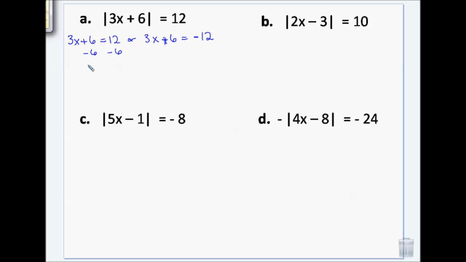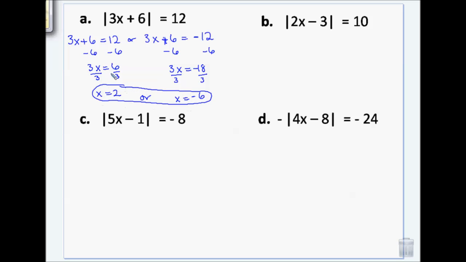Subtract 6 from both sides. 3x equals 6. Divide by 3. X equals 2. Subtract 6 from both sides. 3x equals negative 18. Divide by 3. X equals negative 6. So my 2 answers. And I'm sure you'll notice that I'm doing the same steps on both problems. Minus 6, divide by 3. It's just the difference is here, what happens here.